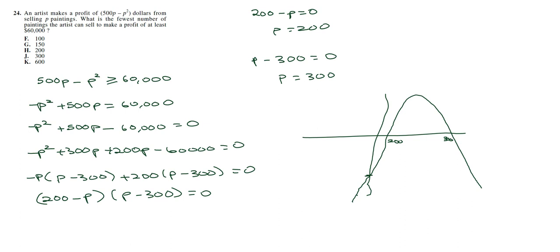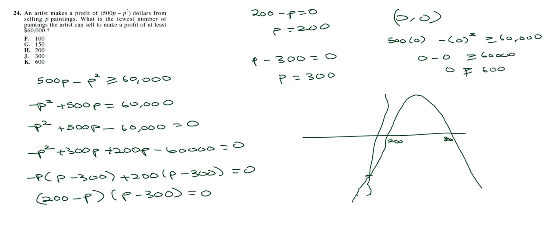So let's test with 0. Let's use our origin test, 0, 0. So what we're saying here is 500 times 0 minus 0 squared is greater than or equal to 60,000. So 0 minus 0 greater than or equal to 60,000. 0 is not greater than or equal to 60,000. So any part of the graph that has 0 right here will not work.